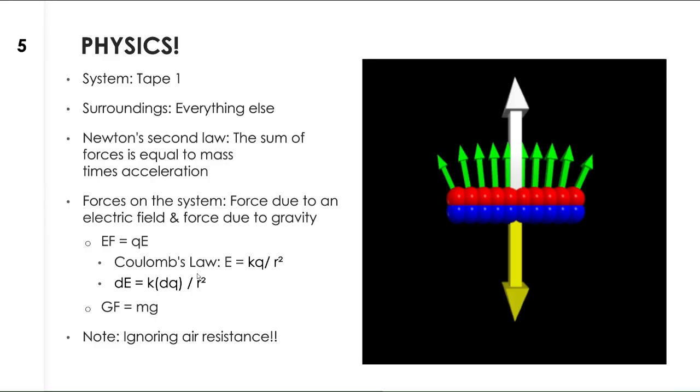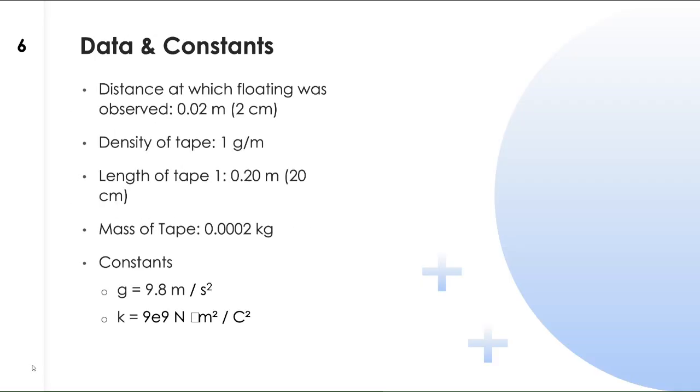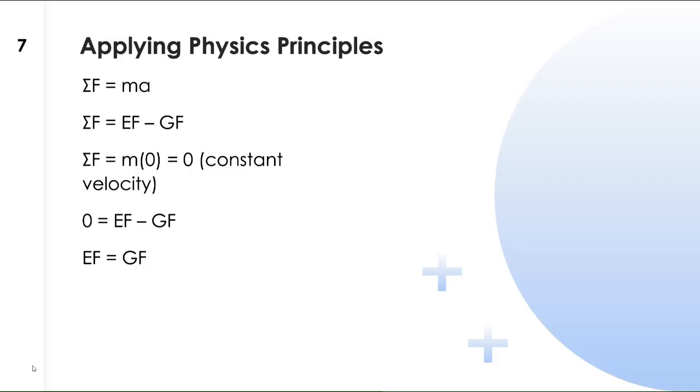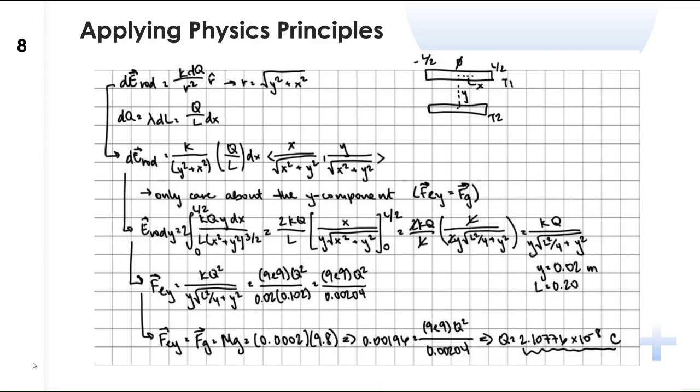Coulomb's law is given here, and from Coulomb's law we can see that dE, or the infinitesimally small electric field vector, equals k dq over r squared, where dq is again an infinitesimally small amount of charge. Our data and constants were the same as lab 1, and we know from lab 1 that the net force is 0 and the electric force is equal to the gravitational force. So solving for the electric field, dE of a line of charges is given by k dq over r squared.